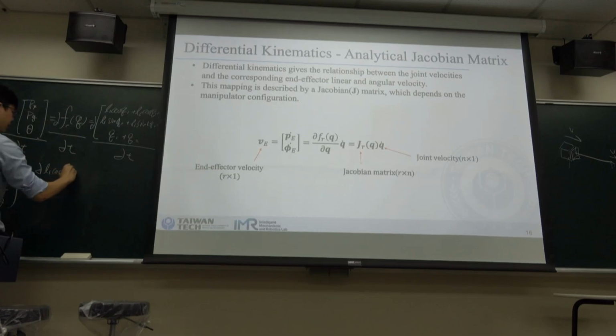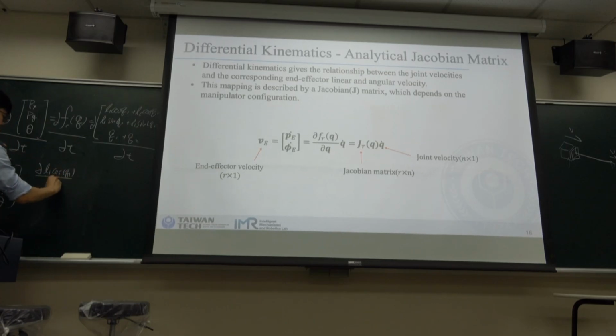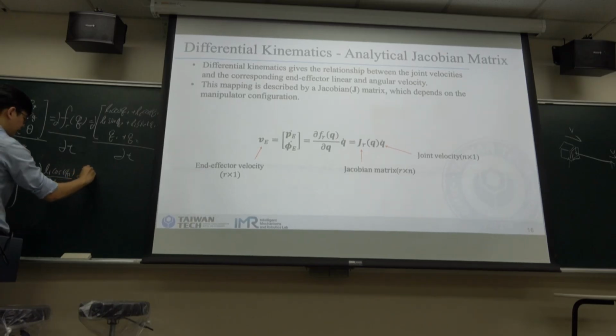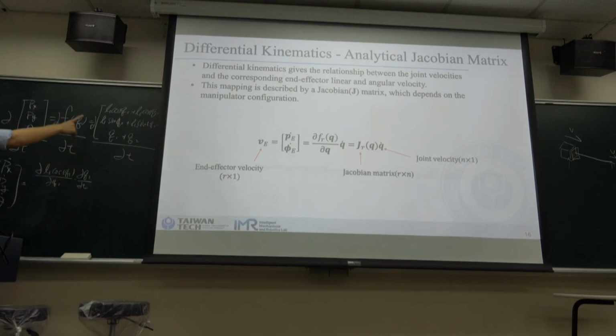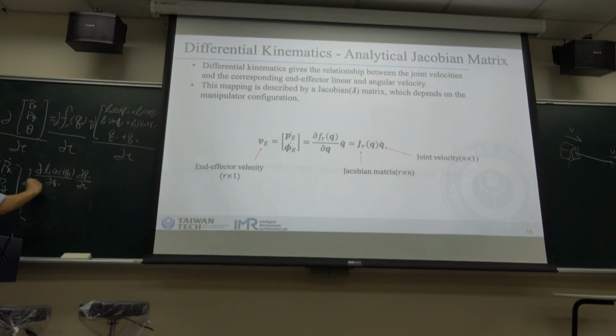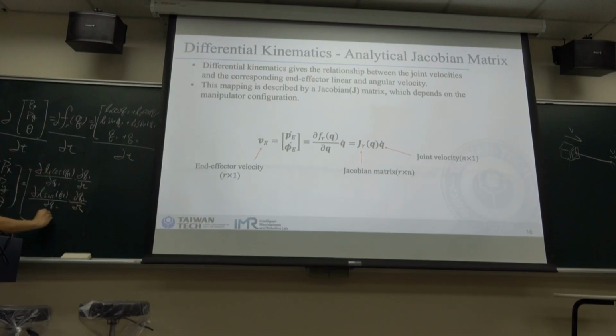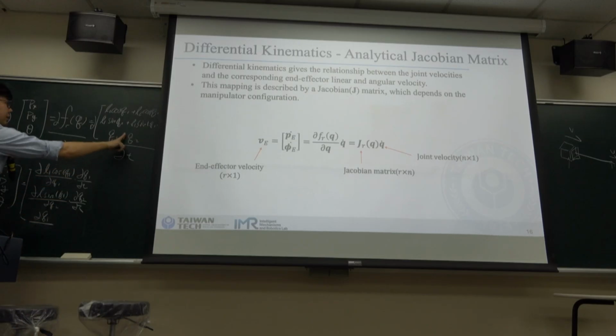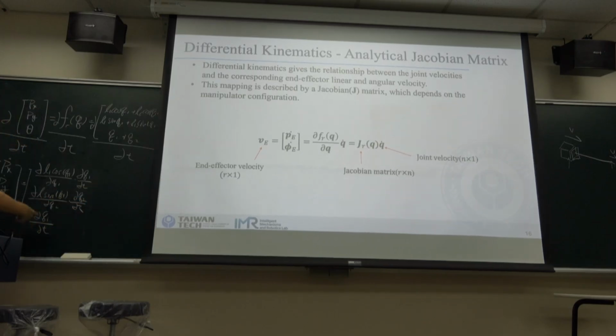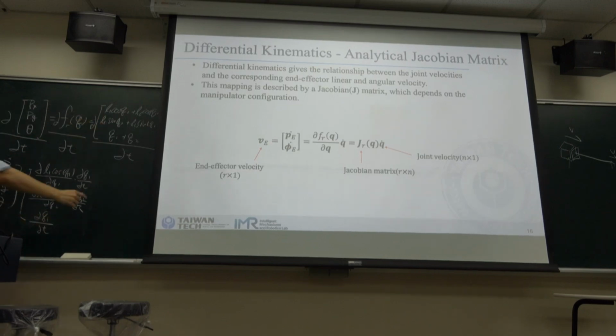So it is L1 cosine Q1, so partial derivative by Q1 times dQ1 divided by dt. So this is the partial derivatives. So here is L1 sine Q1 and divided by Q2, so here is dQ2 divided by dt. So we finished the first one, and for the second one it's the same. So this is how we do the derivative for the Jacobian matrix.